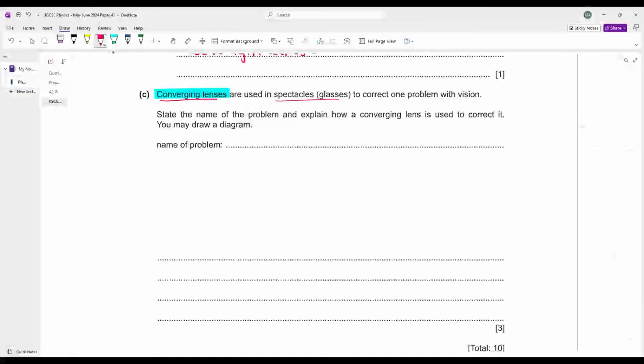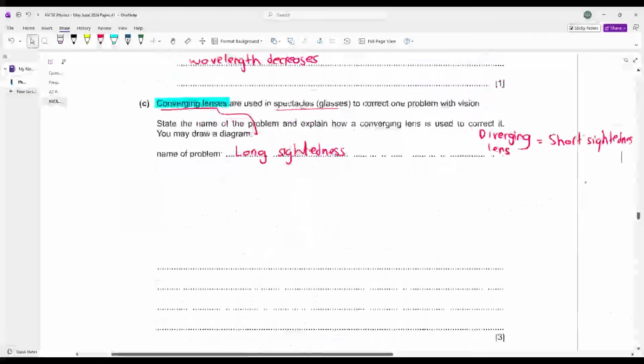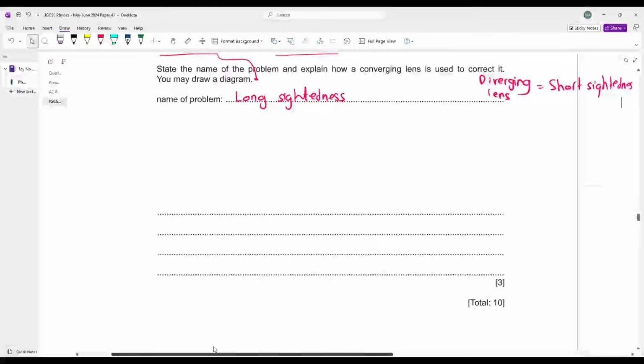State the name of the problem and explain how a converging lens is used to correct it. बेटा कौन सी प्रॉब्लम को converging lens जो है सुधारते हैं? लॉन्ग साइटेडनेस को. Always remember converging lens solve long sightedness. Diverging lens कौन सी प्रॉब्लम को सॉल्व करते हैं? Which problem do diverging lens solve? Short sightedness. और converging lens कौन सी प्रॉब्लम को सॉल्व करते हैं? लॉन्ग साइटेडनेस को. परफेक्ट.